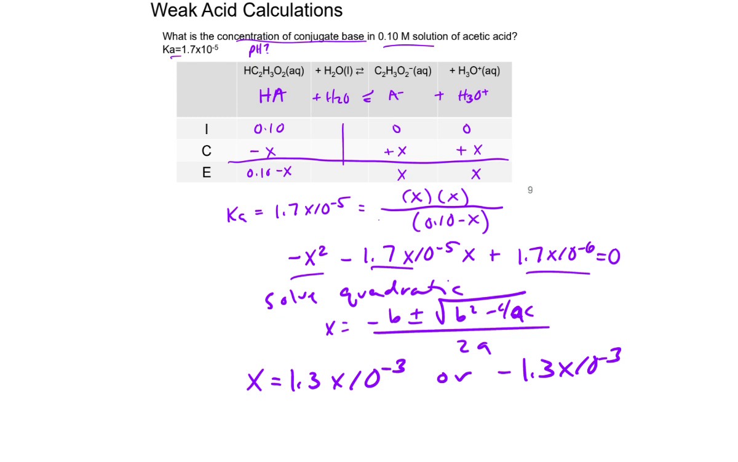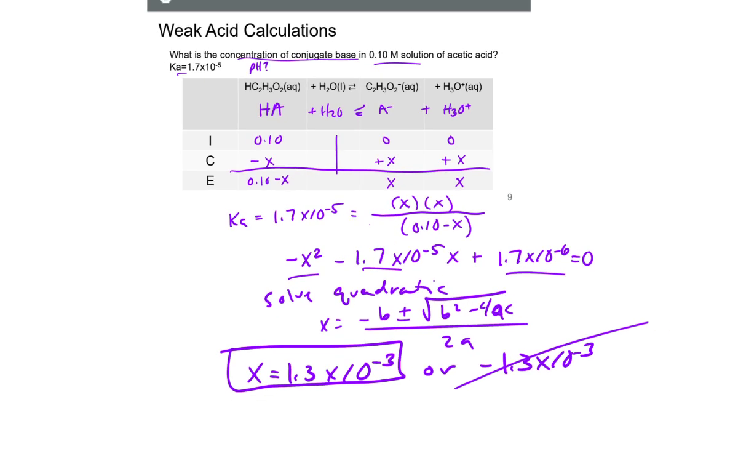Which is the correct one? It's got to be the positive one, right? Because we know that at equilibrium, the concentration of A minus and the concentration of H3O plus is simply X. So X cannot be a negative. And so X is going to be 1.3 times 10 to the minus 3, which is equal to the concentration of acetate ion, which is also equal to the concentration of H3O plus.